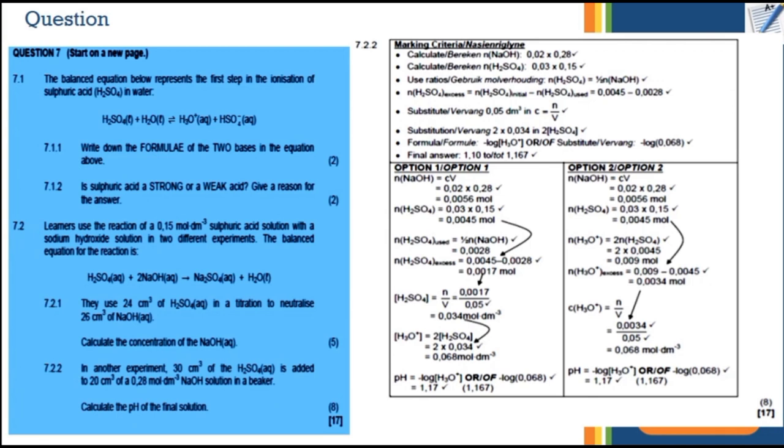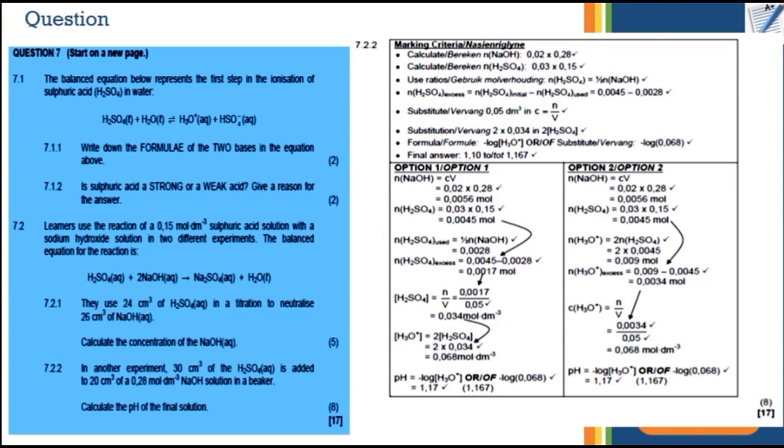So the first thing we have to do is to find the number of moles of sodium hydroxide. If you look at option number 1, the number of moles, based on the formula C is equal to n over V, we're making n the subject of the formula. We take our 0.02, mole per cubic decimeter, that's our concentration, and multiply that by 0.28. Now, when we multiply that, we're going to get an answer of 0.056. So that's for sodium hydroxide. You remember the 0.02 came from the previous.